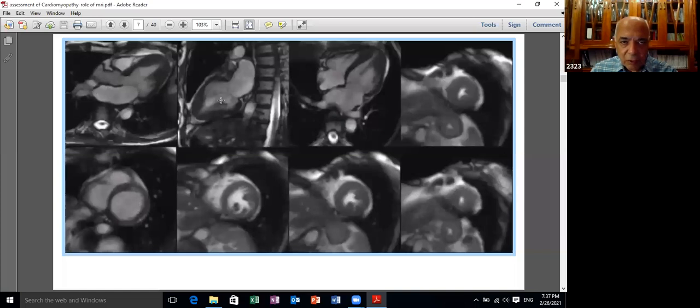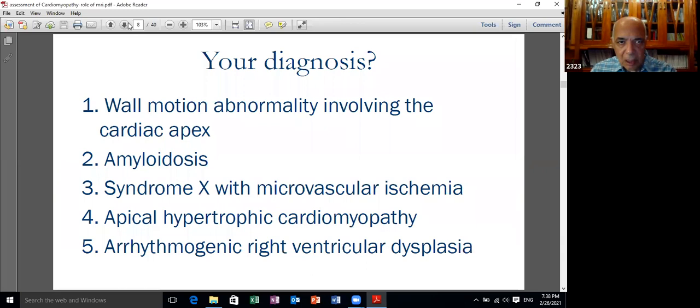This is the 2-chamber view: the left ventricle, the left atrium, the anterior wall, and the inferior and posterior wall. And this is the apical 4-chamber view. And then starting from here, you will find short axis views from the base of the heart going up to the apex of the left ventricle. So having considered these pictures, the question is, what's the diagnosis?